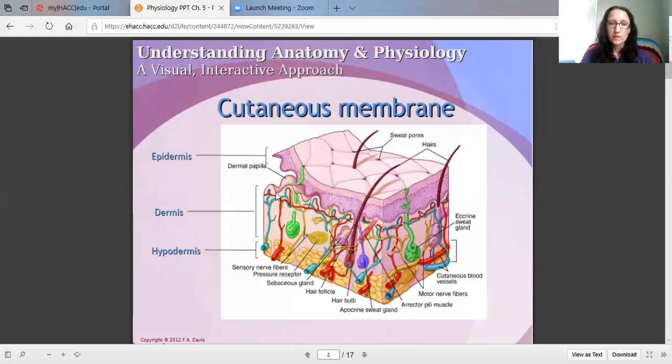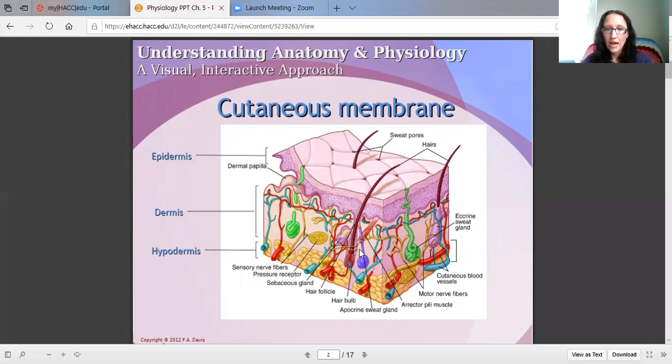So the second layer, the deeper layer, is the dermis, and this is where really all the action takes place, because this is where you have your glands. Like here's a sweat gland. These green things are sweat glands. And you can see it's an eccrine sweat gland. It opens to the outside world.